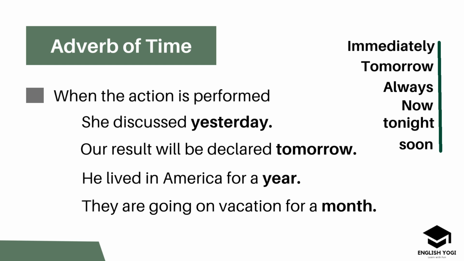So we can say yesterday, tomorrow, year, and month. These are the adverbs of time in the sentences given here. Similarly, there are certain examples: immediately, tomorrow, always, now, tonight, and soon. So these are the examples of adverbs of time. In very simple language, whenever we use an adverb of time in a sentence, it shows when the action is performed.